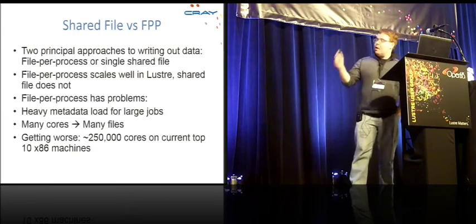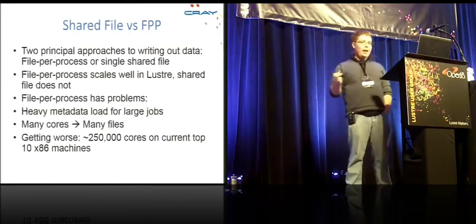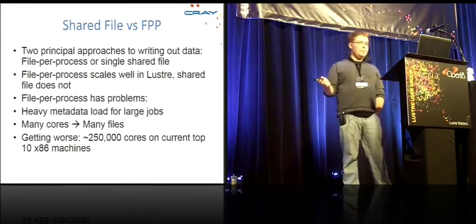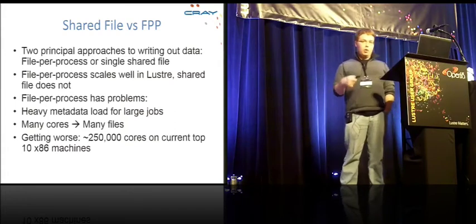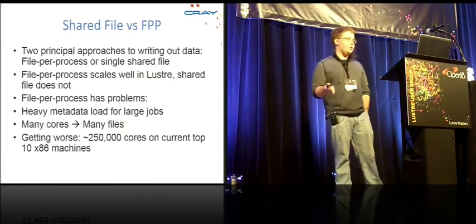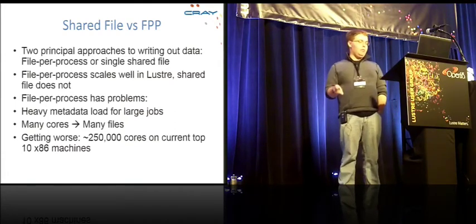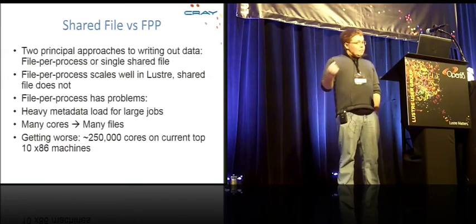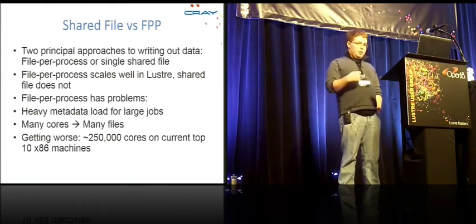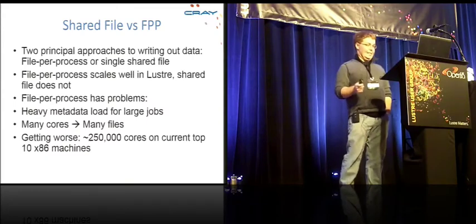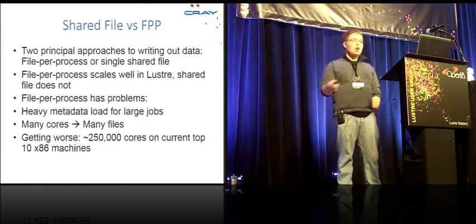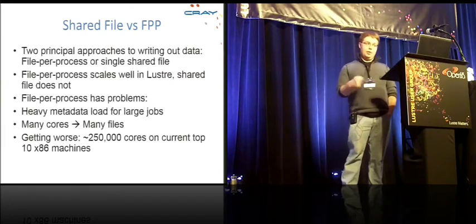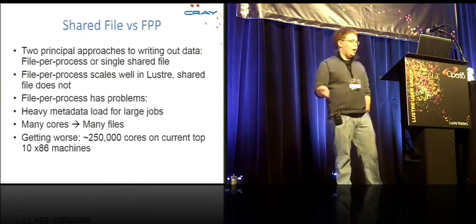Okay, there we go. So, when you're writing out your data in HPC, generally speaking, you use one of two approaches. You write it all out to a single shared file, which all of the nodes in your job will write to, or you create a file for every process. With Lustre, file per process scales great. Shared file doesn't. But there are still some issues with file per process, so we can't just say to users, just do file per process. Some sites do, but some users complain anyway.